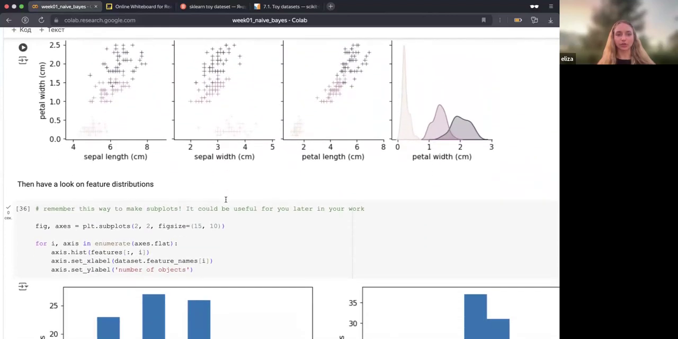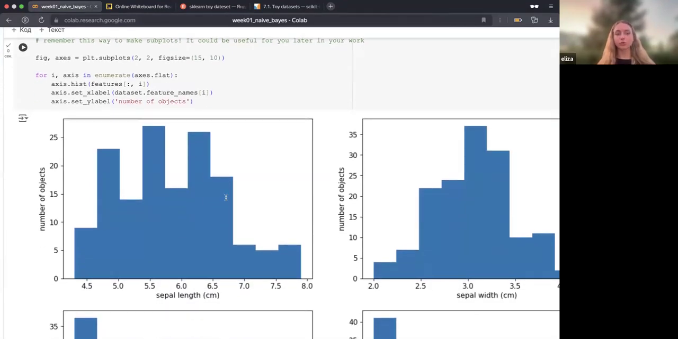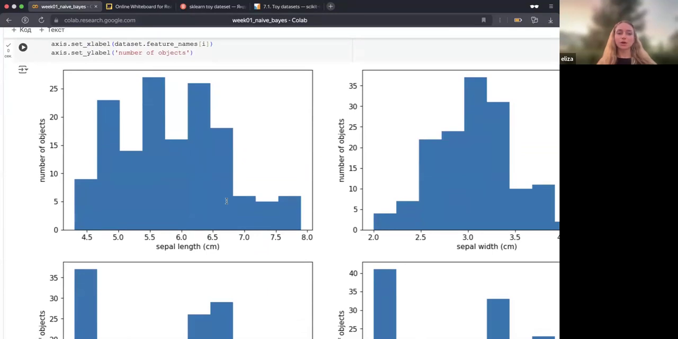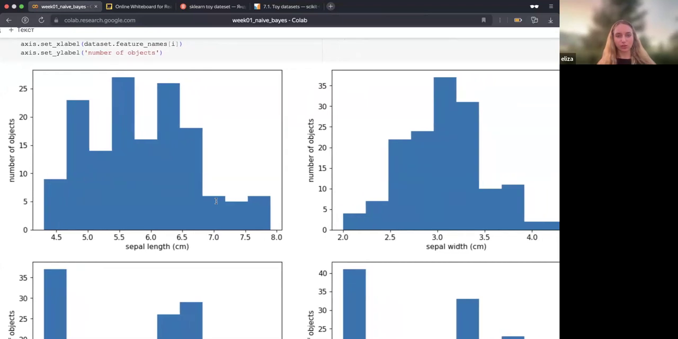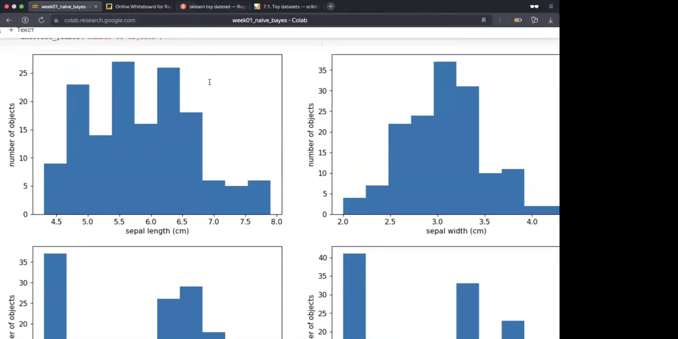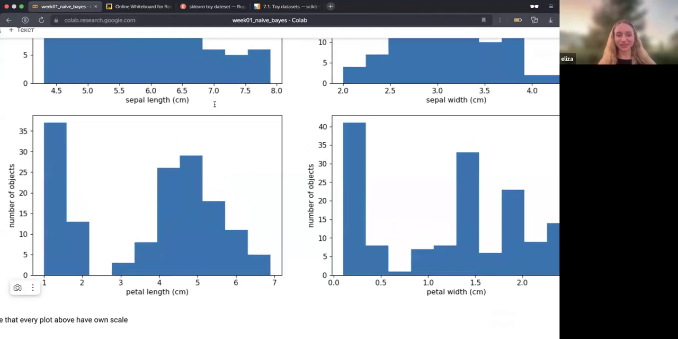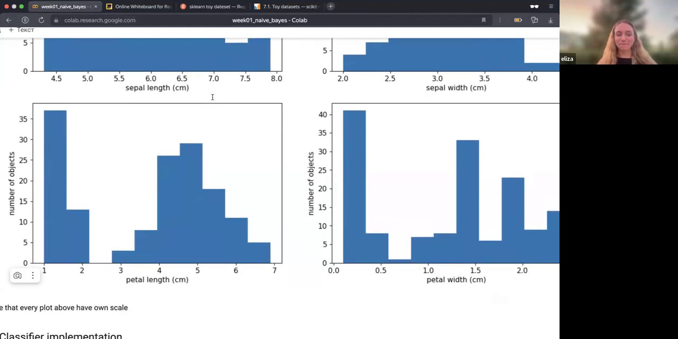Yep, it's also visualization, and we can see feature distribution. What do we want to know about distribution? Tell me, which is the most famous distribution you know? Normal. Oh, yep, it's a good answer.